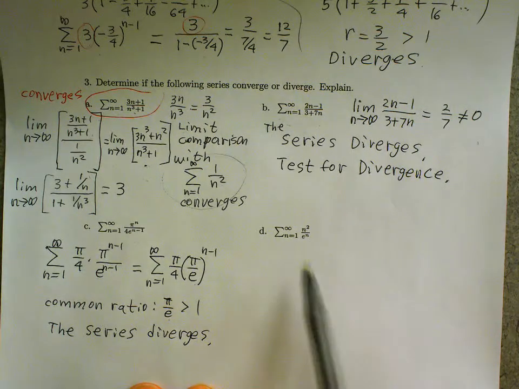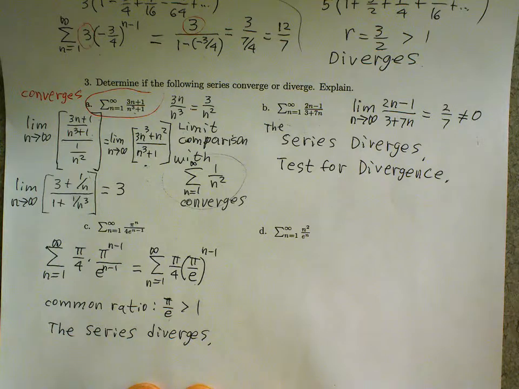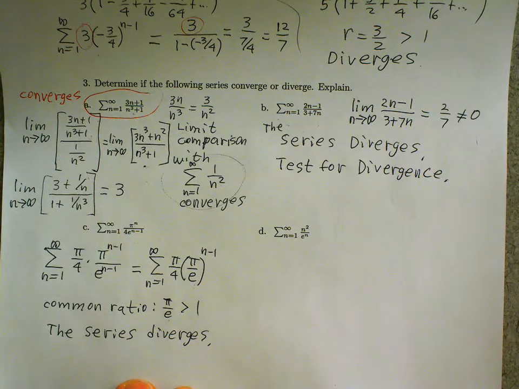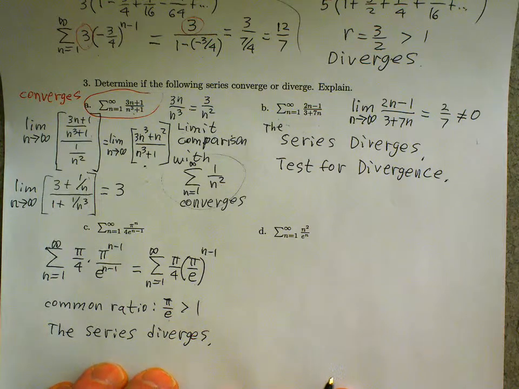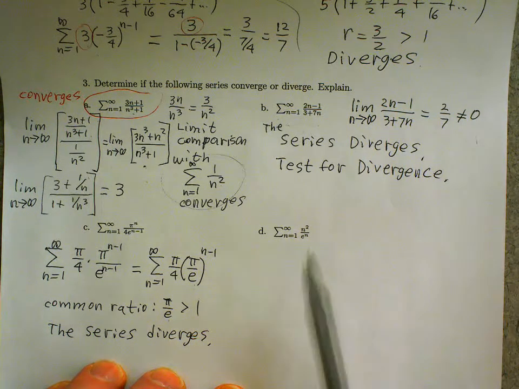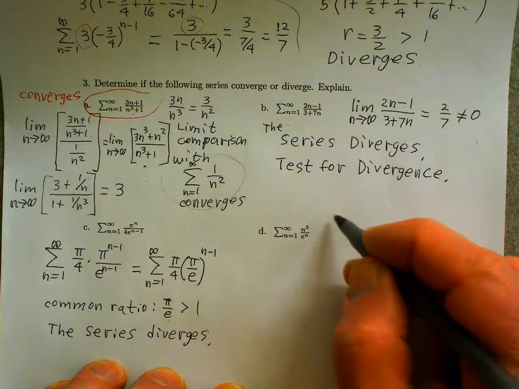Okay, the next series, the terms are n to the second over e to the n. So what should we do on this one? There may be more than one way to go about it. So for this one, I want to try the ratio test.